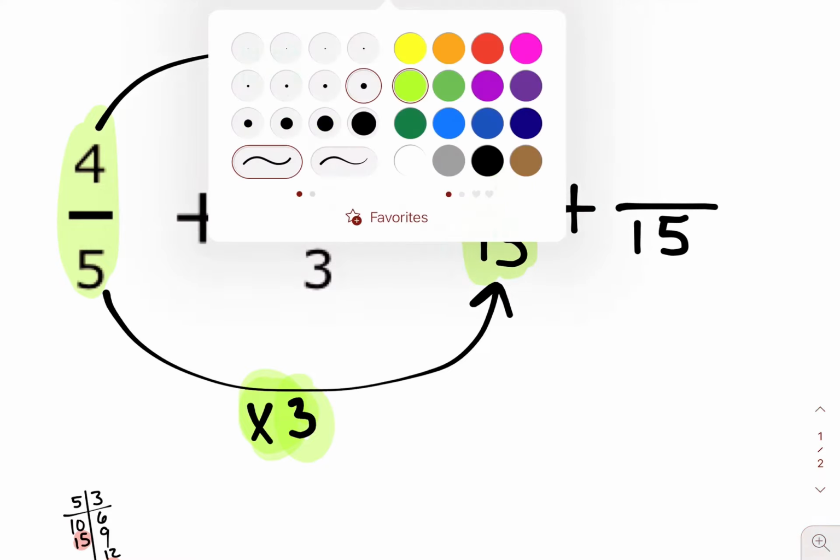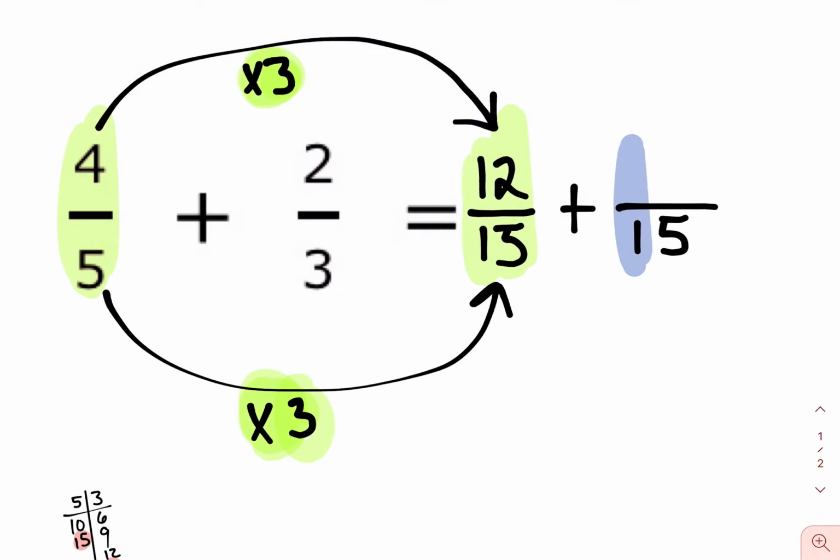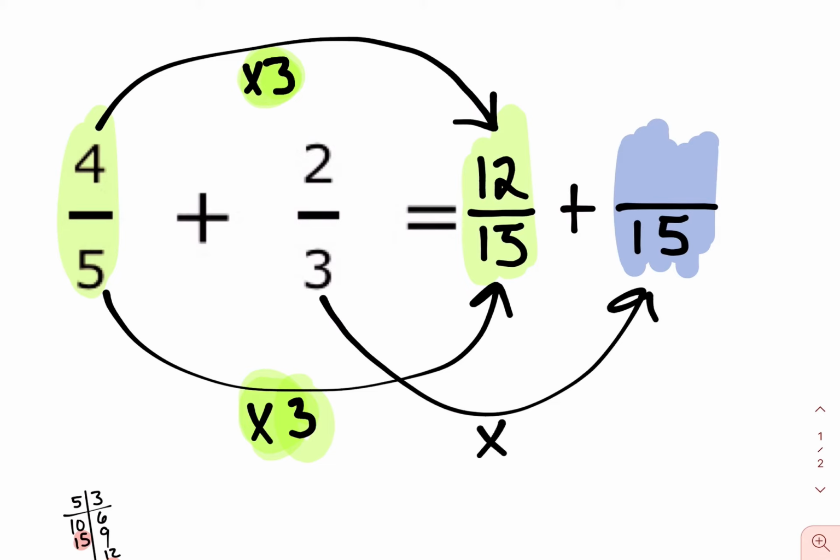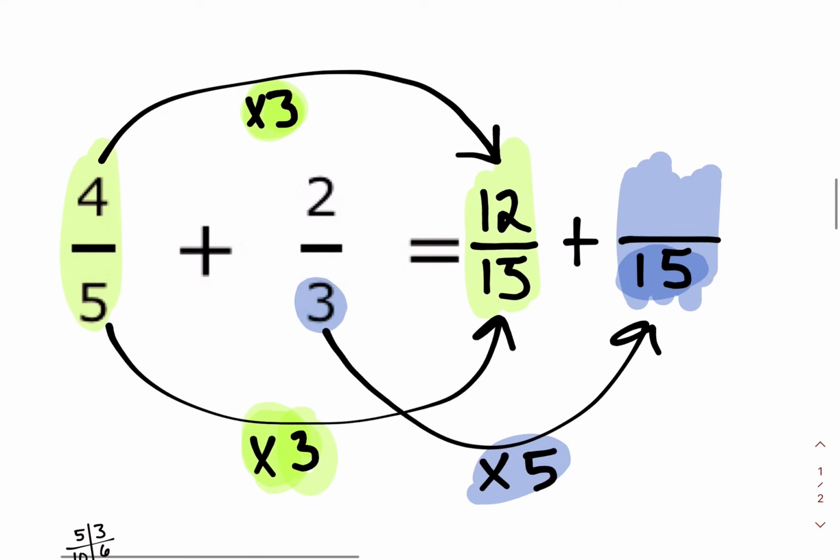Now, how do I get this number over here, this other fraction? 3 times what equals 15? 3 times what is 15? What is that? 3 times what is 15? 3 times 5 is 15. So there, I've kind of solved this problem. 3 times 5 is 15. I've got that down. Now I need to do the same thing to the top.